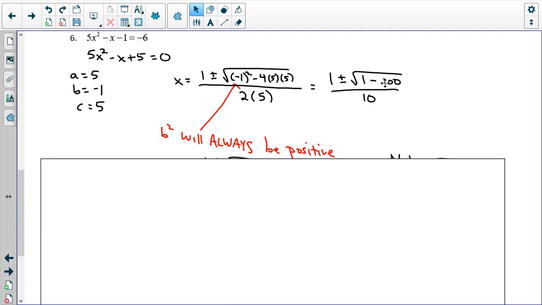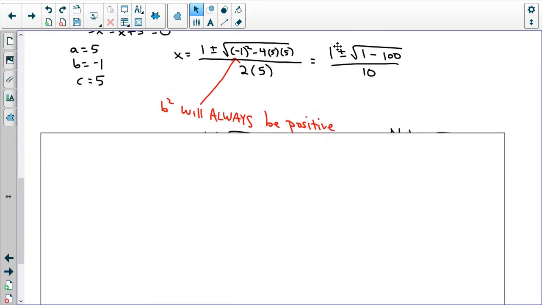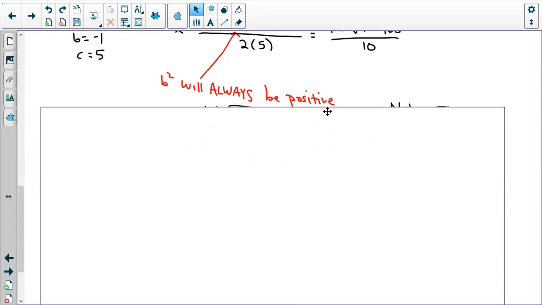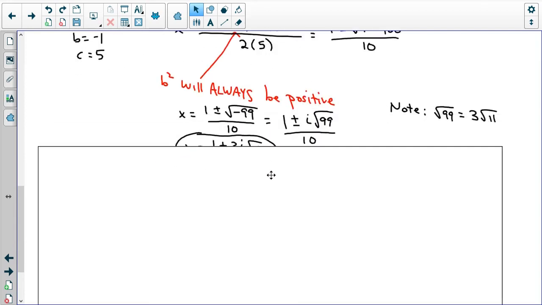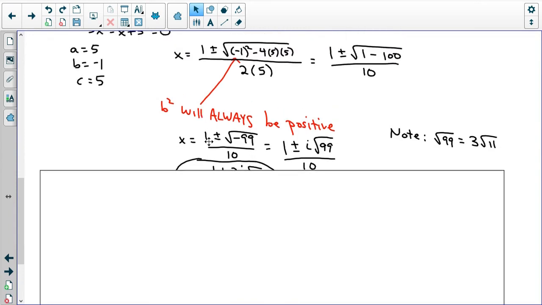That's something that's important. Notice here that 1 minus 100 is going to give me a negative on the inside of the square root. I'm going to get imaginary solutions, which we saw when we did the factoring video because the parabola did not intersect with -6. So I'm going to get an imaginary solution. When I simplify things, I get 1 plus or minus root -99 all over 10.